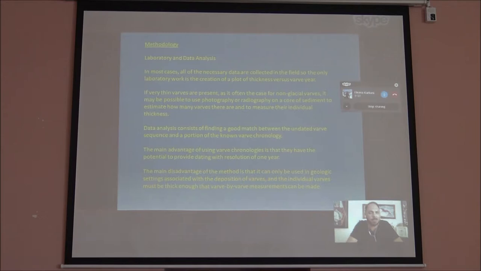Data analysis consists of finding a good match between the undated varve sequence and a portion of the known varve chronology. The main advantage of using varve chronologies is that they have the potential to provide dating with a resolution of 1 year. The main disadvantage of the method is that it can only be used in geological settings associated with the deposition of varves. The individual varves must be thick enough that varve-by-varve measurements can be made.